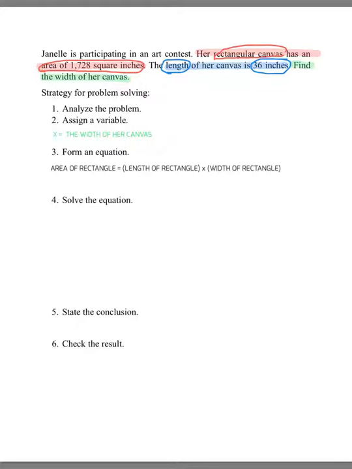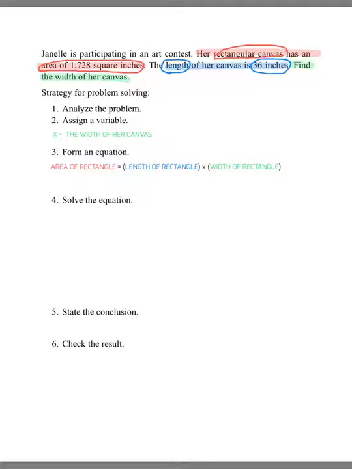We know that the area of a rectangle is represented by the color red, so we'll go ahead and color code that in red. We also know the length of a rectangle is color coded in blue, so we'll go ahead and change that to blue. And now we also know the width of the rectangle. Well, we don't actually know the value of the width of the rectangle, but we know that it is represented in the color green. So that's going to be the form of our equation. Now we're just going to go ahead and fill in what we already know.